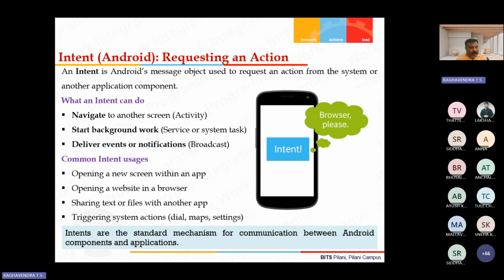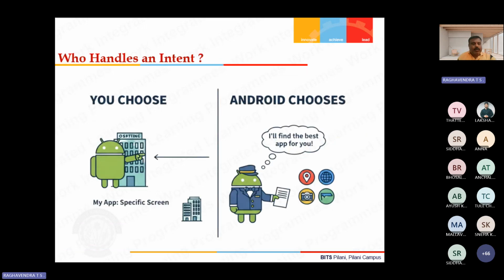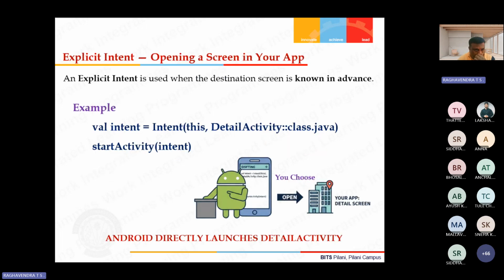So intents are the standard mechanism for communication between Android components and the application. You choose the application screen, so that Android finds the best application for you to run or open. There are two types of intents: one is explicit, the other is implicit. An explicit intent is used to navigate between activities in the same application, whereas implicit intents are used to navigate from one application to another application, or to open a different activity or a different application altogether.